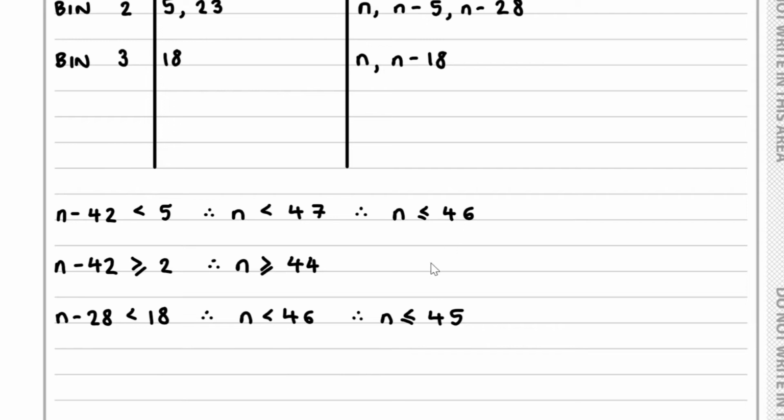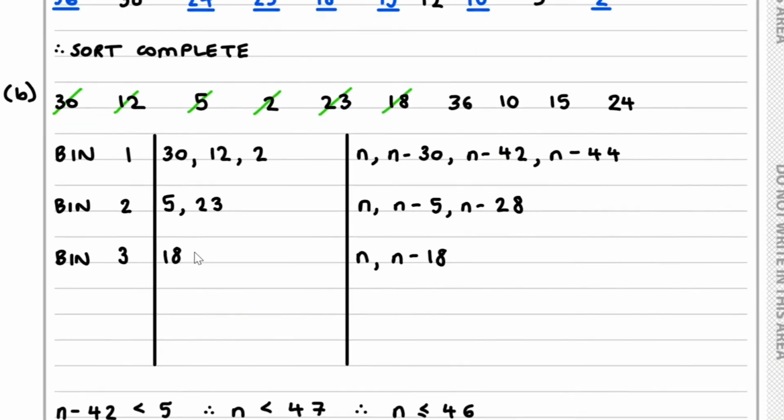Now, n is greater or equal to 44 and n is less than or equal to 45. So therefore, from here you can see n is either equal to 44 or 45. And that's exactly what we wanted to show. Now, whilst we're here, we might as well finish the sorting algorithm.